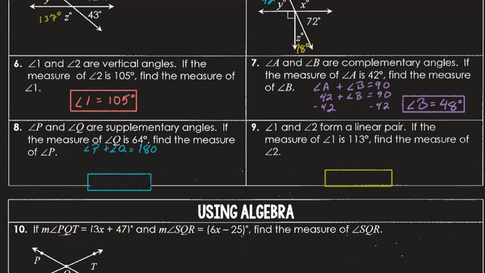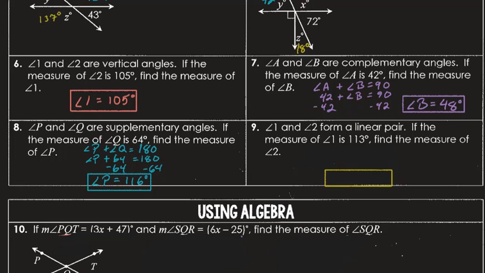We don't know the measure of angle P, plus 64, substitute for angle Q, is equal to 180 degrees. Subtract 64 from both sides of the equal sign. Angle P is equal to 116 degrees. I mentioned that example 3 was a linear pair. Please use that information and pause the video to answer question number 9.